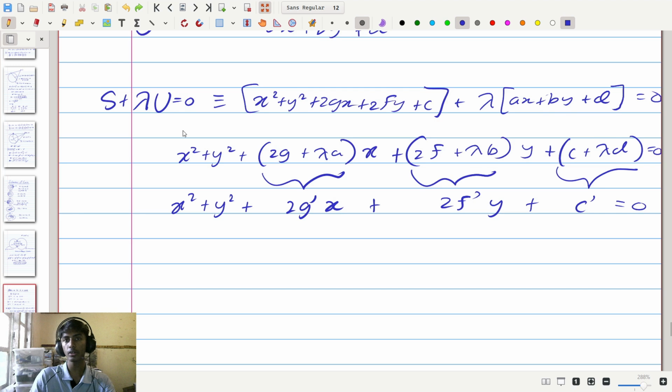So for now, we're only going to consider the situation when S equals 0 and U equals 0 intersect. And given that condition, we're going to try and figure out what the circle S plus lambda U equals 0 is representing.